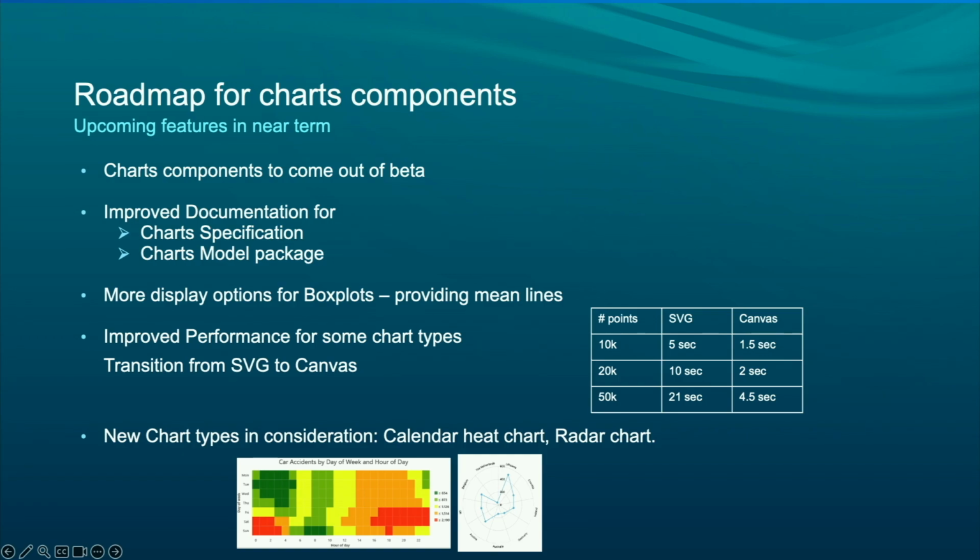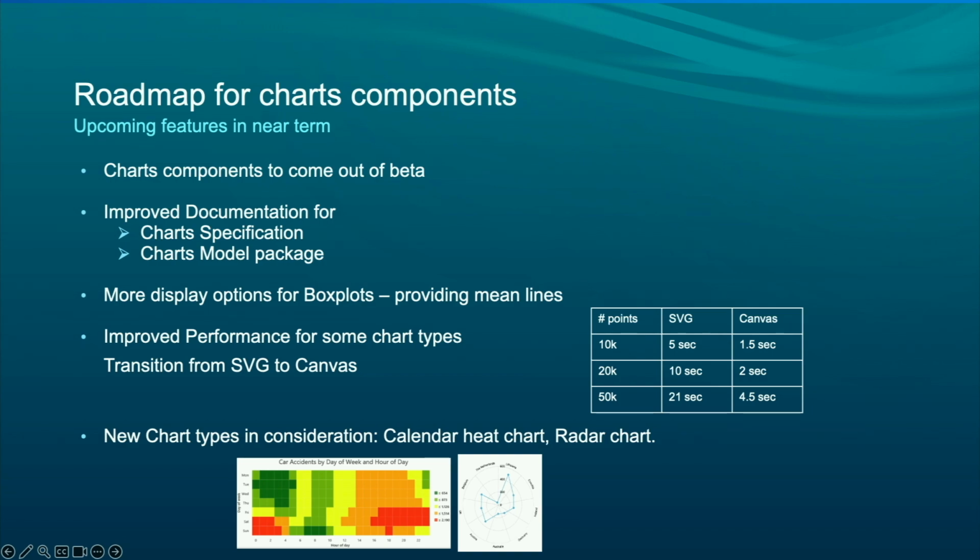So for right now, we are using SVG-based rendering. We are working on transitioning from SVG to Canvas, and the results have been promising. For example, in a scatter plot on 50K points, it takes about 20 seconds. With Canvas, it takes about 4 seconds to render. So you can expect those coming out in future releases.